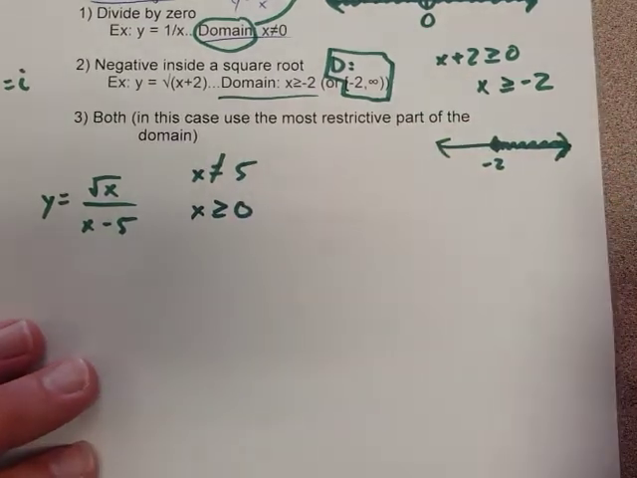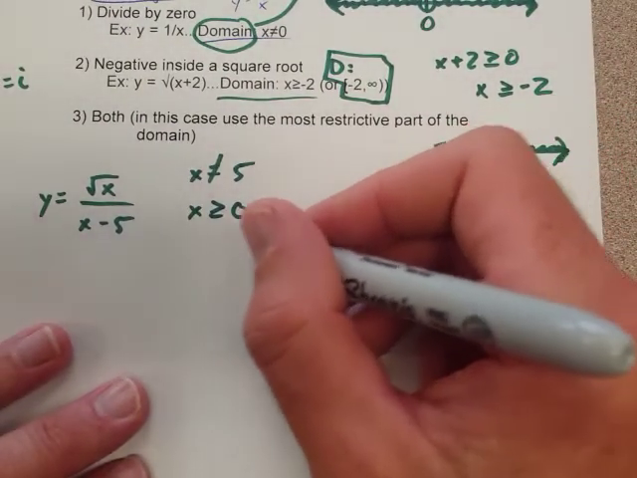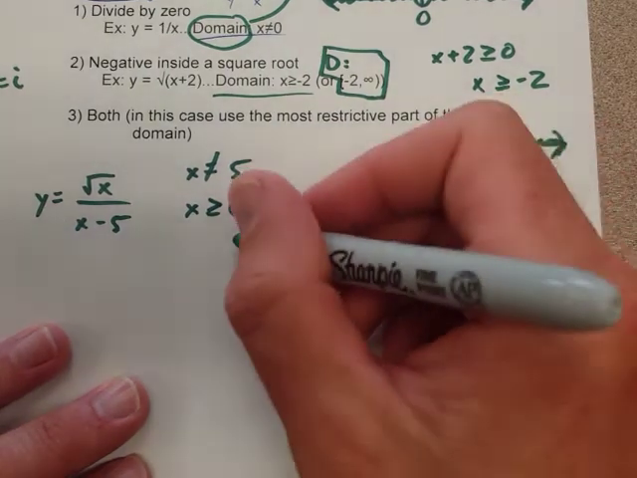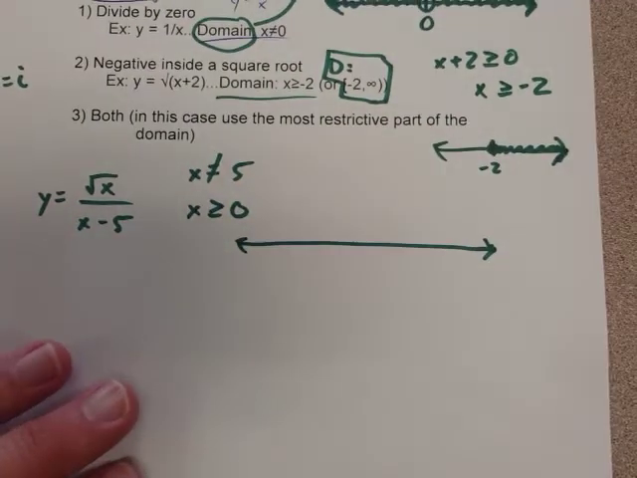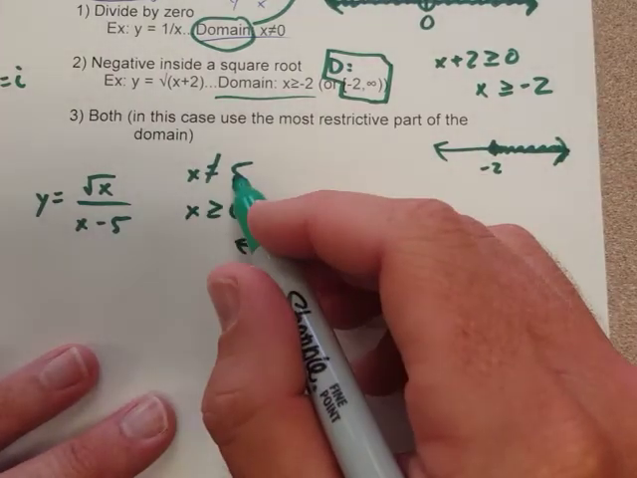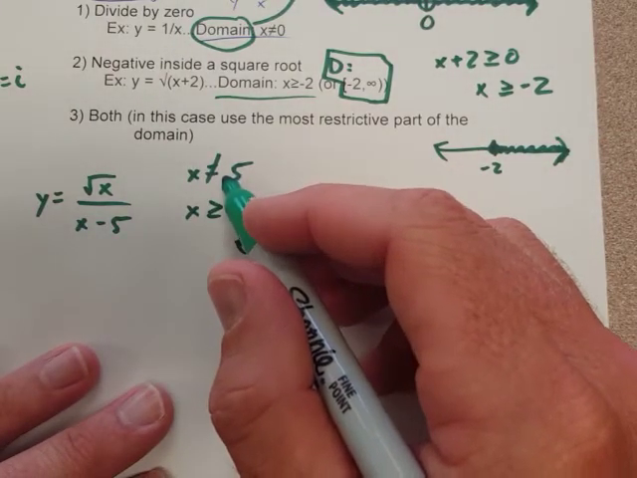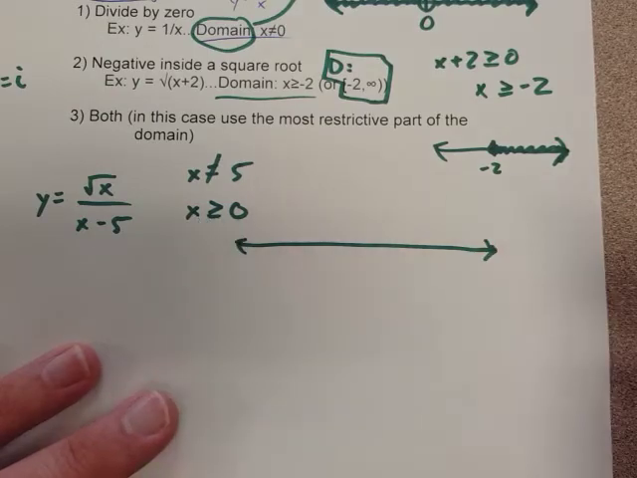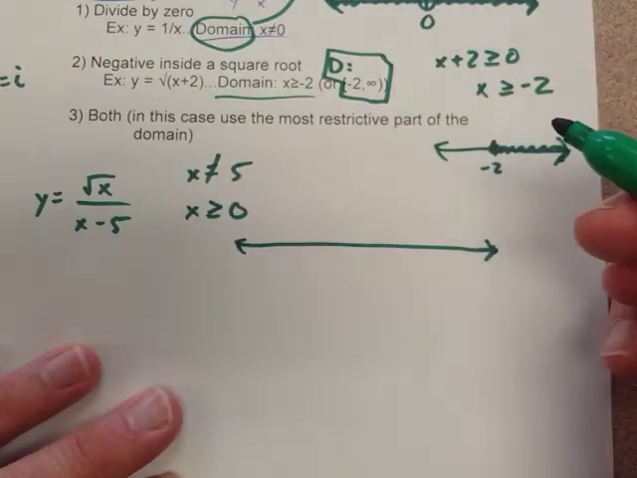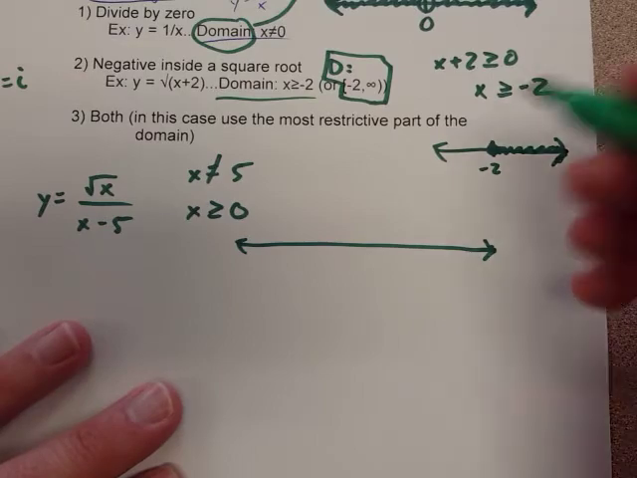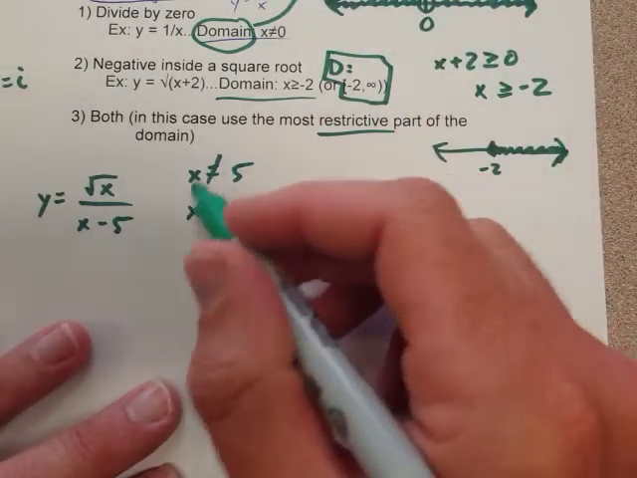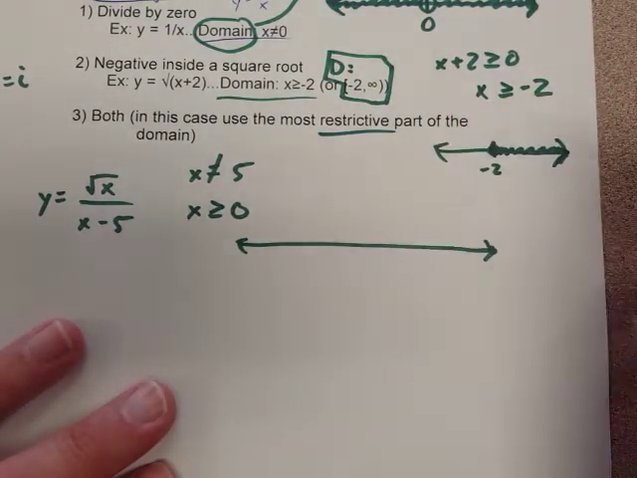Now, before I state this in interval notation, I'm going to put it on a number line. All right, so x is not equal to 5. That's a hole that I have. But first thing, let's just graph x is greater than or equal to 0 first. I want to start with the inequality. Now it says here we're going to use the most restrictive part of the domain, so you might be wondering which one do we use? Well, it's going to be a combination of both.